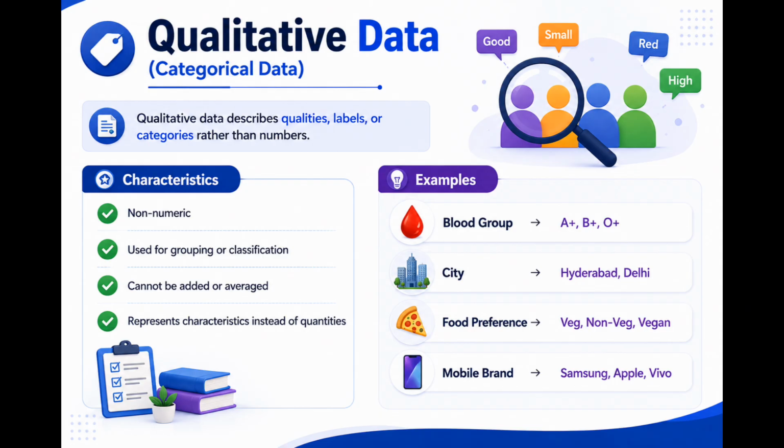The first type of data is qualitative data, also called categorical data. Qualitative data describes qualities, labels, or categories rather than numbers. It is non-numeric and is mainly used for grouping or classification. Since it represents characteristics instead of quantities, it cannot be added or averaged. For example, blood groups like A+ or O+, cities like Hyderabad or Delhi, food preferences such as veg, non-veg, or vegan, and mobile brands like Samsung, Apple, or Vivo are all examples of qualitative data.